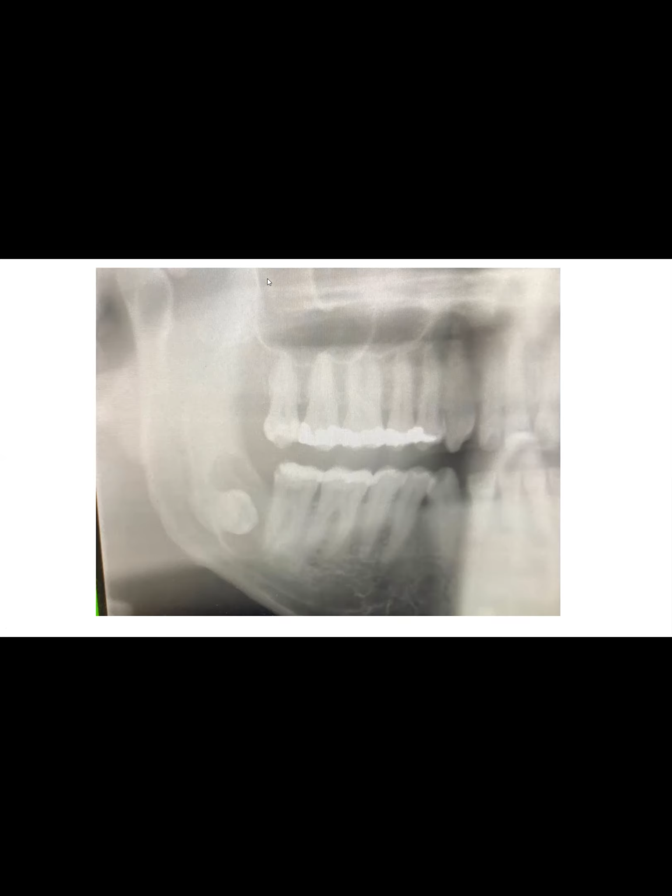Why do you actually say that? Because it is surrounding the crown of the 4-8. It's causing displacement. Yeah, it's a well corticated radiolucency. Seems associated with the cemento enamel junction of an erupted tooth. You're absolutely correct. And well, after that, what would your second one be? After the dentigerous cyst, you mean? Yes.